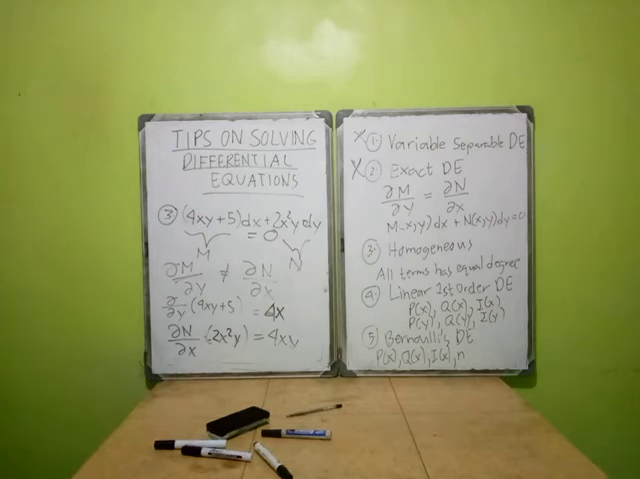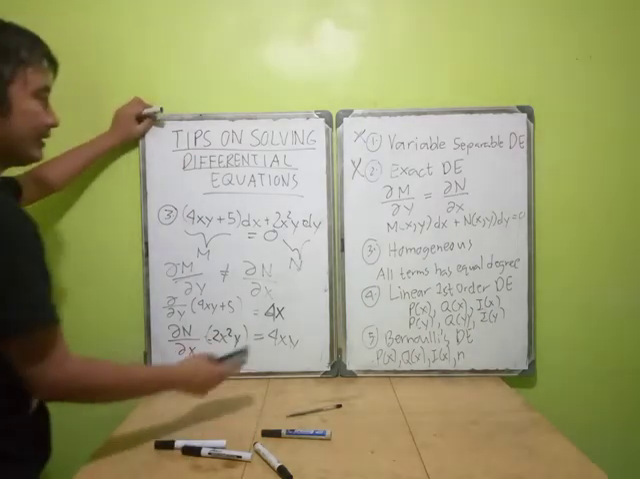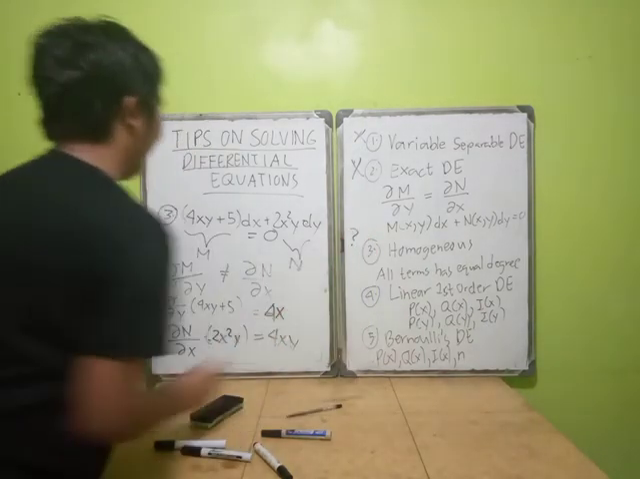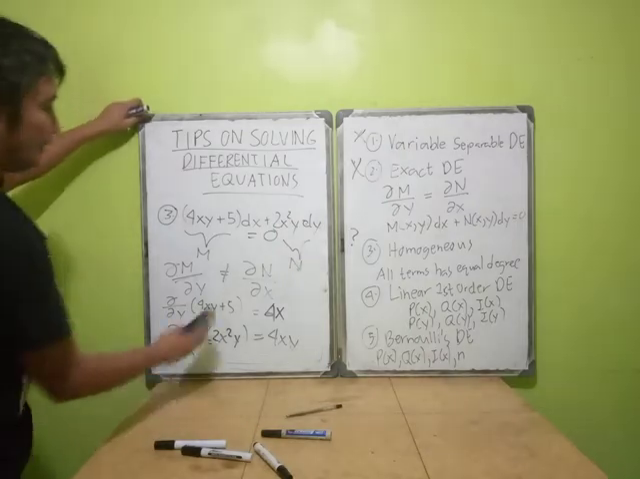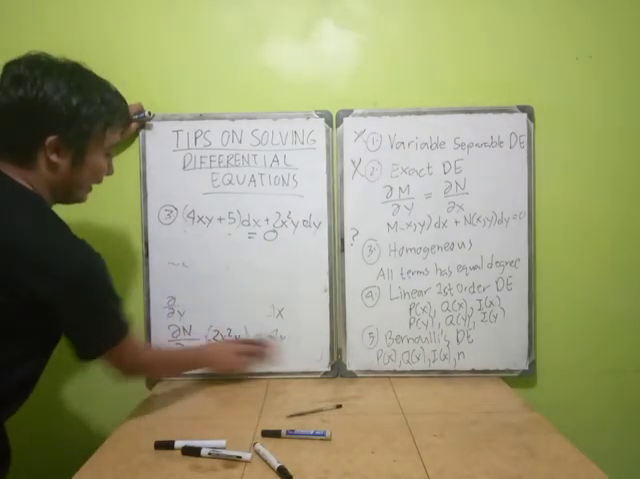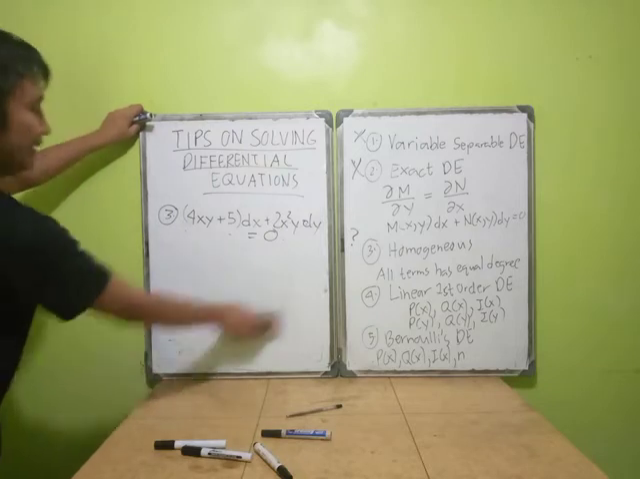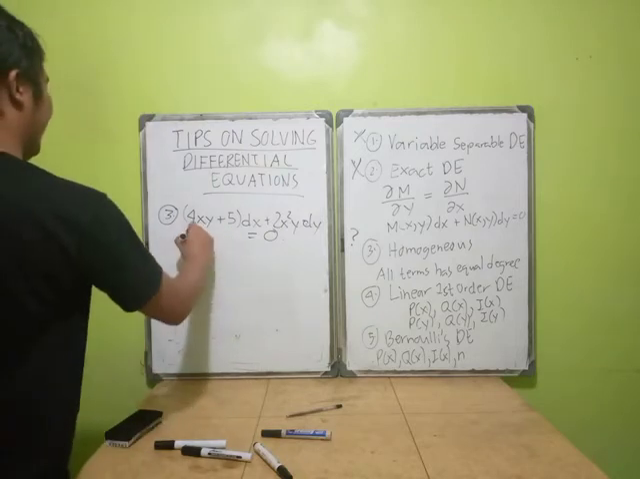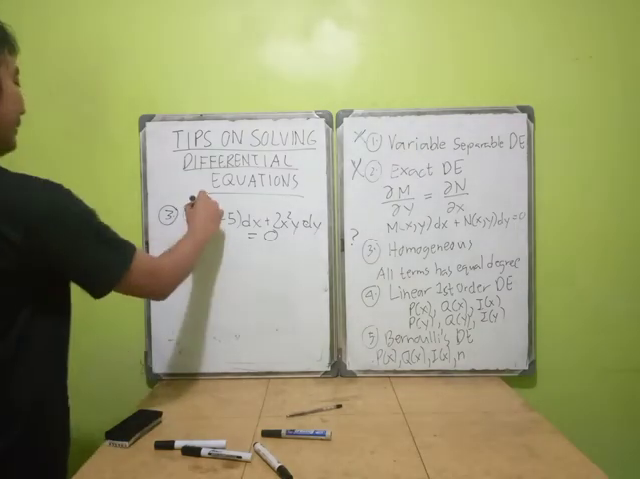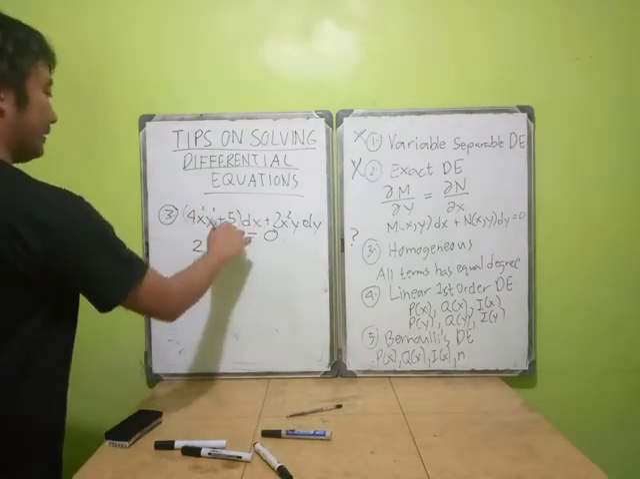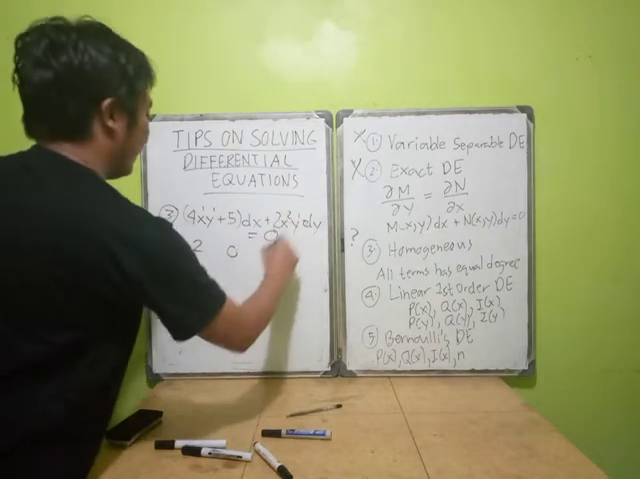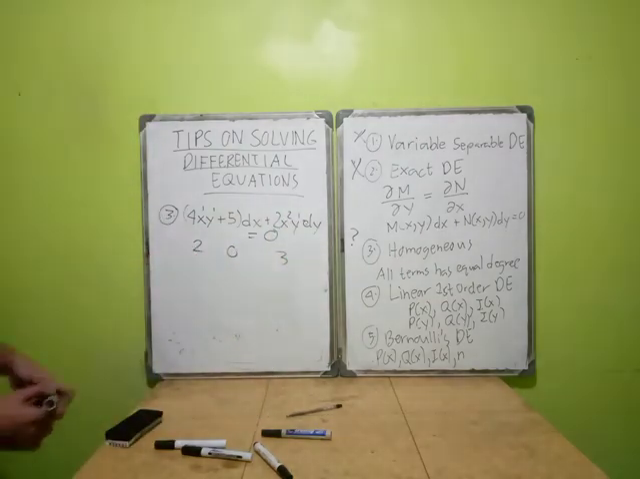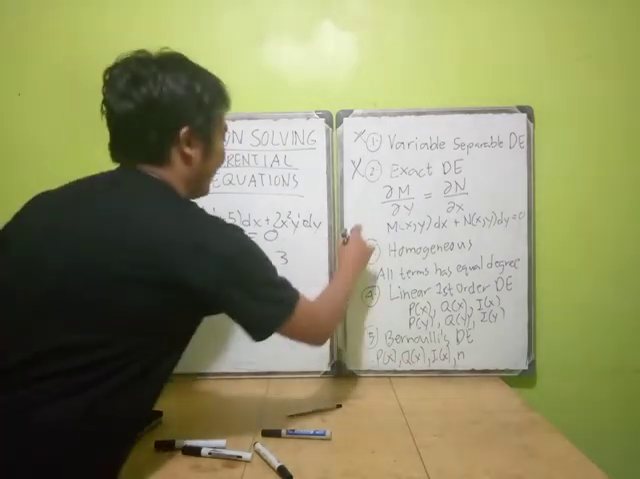Okay, next scenario. Homogeneous ba siya? Ma-identify mo kaagad kung homogeneous if and only if lahat ng terms niya is of the same degree. Dito, ang degree ni 4xy is 2, kasi x may 1 siya. Ito, 0, kasi constant siya. Itong 2x squared y, 2, ito 1, so magiging 3. So, hindi pwede. Magkaiba sila ng degree. So, hindi siya homogeneous.